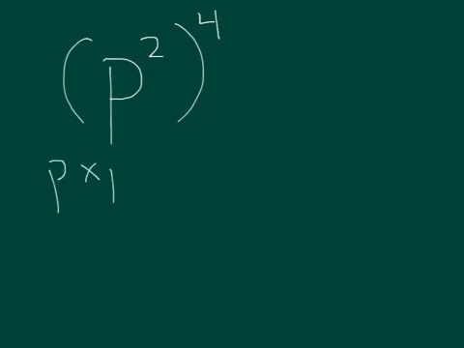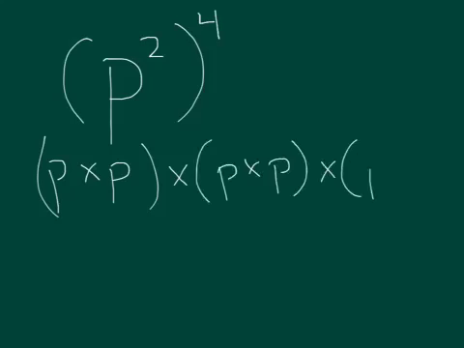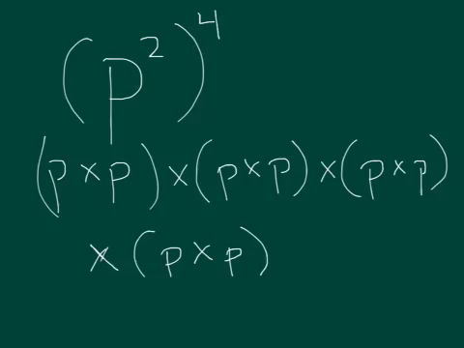We can use another example with just variables. P to the second to the fourth would be P times P, taken 4 times. And that's going to be a lot of these variables. So here I have 4 groups of P times P, or P to the second power.